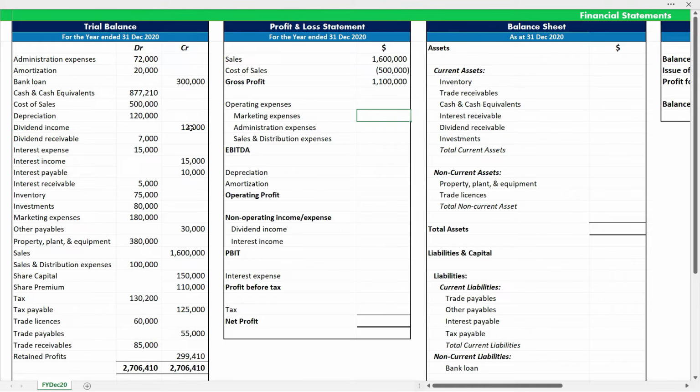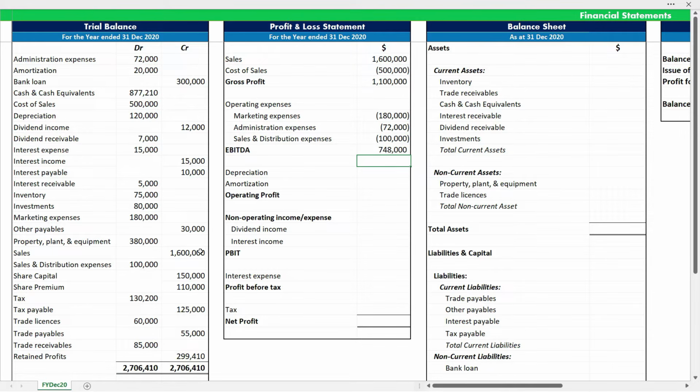Similarly, for all of these expenses, we can link our trial balance, but one thing that we will be doing is to make sure that our expenses are coming in negative sign. So marketing equals minus, and here we can see marketing expenses 180, then administration expenses of 72,000, and then sales and distribution expenses are 100,000. Now to calculate the EBITDA, I will say sum of all of these values up to gross profit. Since gross profit itself has compiled all the values above it, we don't need to go further to that. So I will close the bracket and press enter.